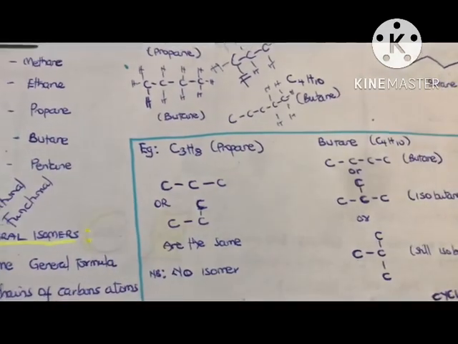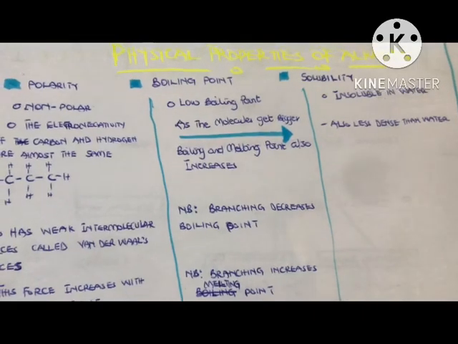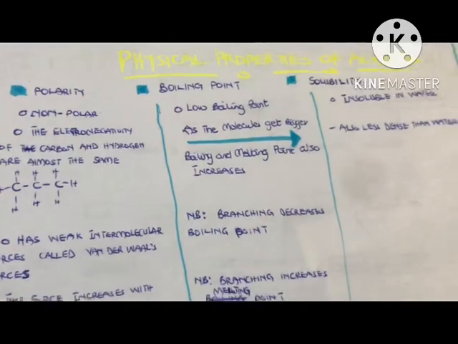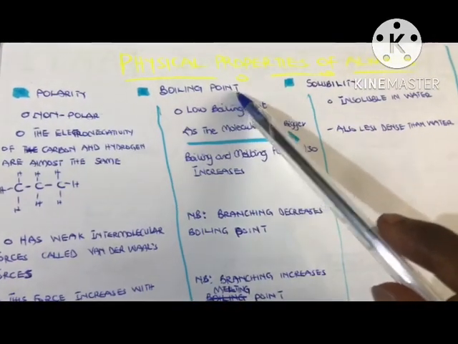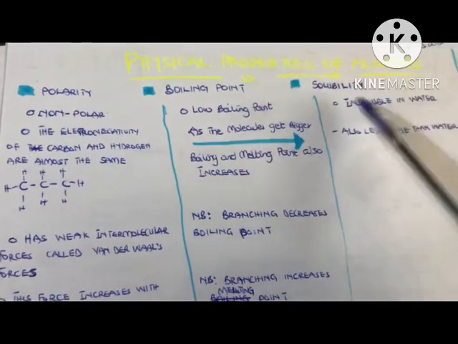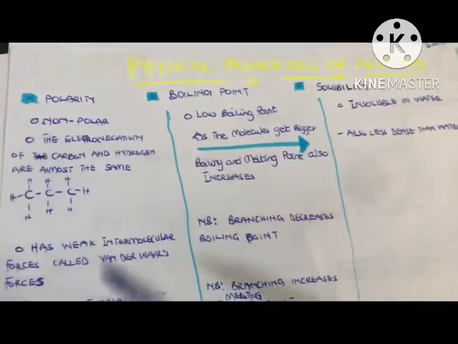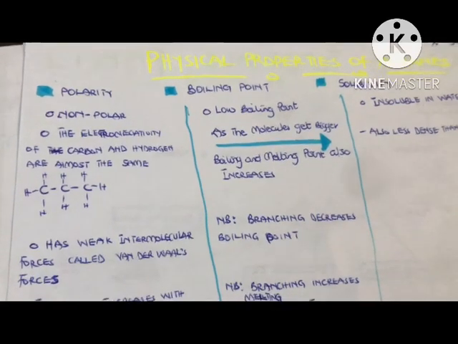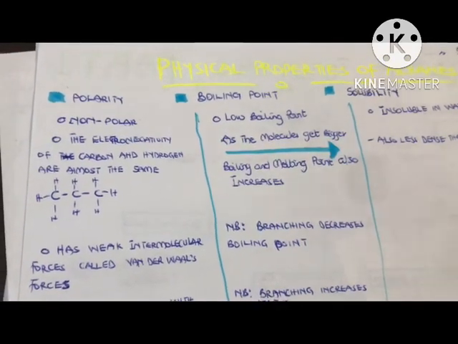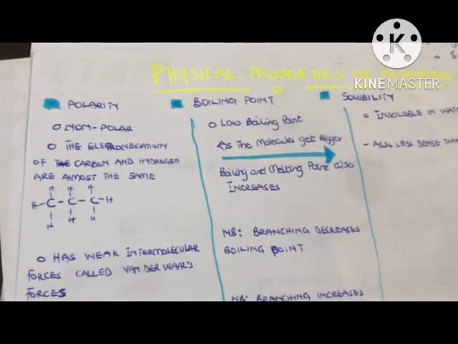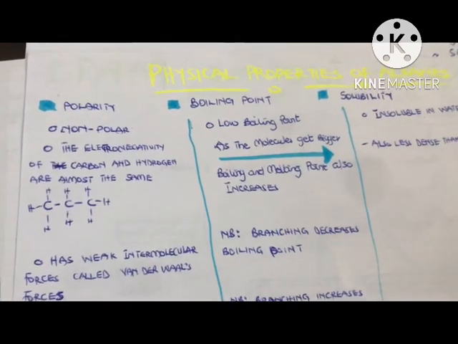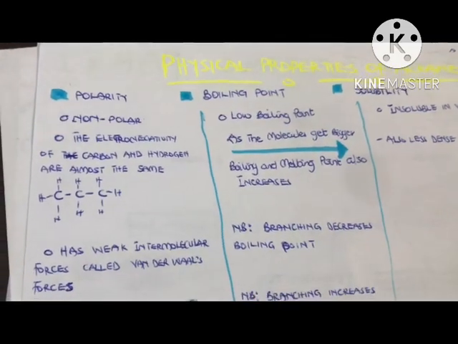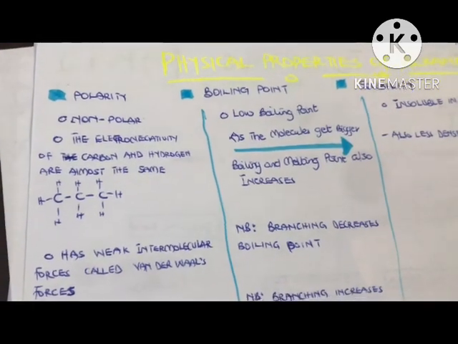So guys, now let's look at the physical properties of alkanes. For the physical properties of alkanes, we will look at the polarity, the boiling point, and also the solubility of alkanes. When you look at polarity, alkanes are said to be nonpolar. This is because the electronegativity of carbon and hydrogen are almost the same. You understand? Or the electronegativity difference between carbon and hydrogen is negligible. Because of that, we say that alkanes are nonpolar.